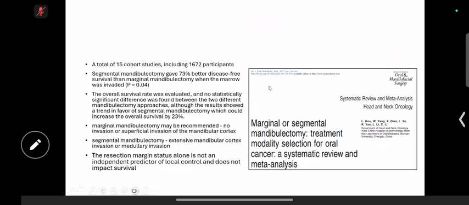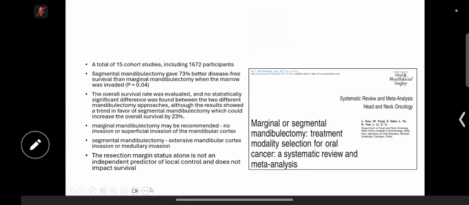This is a systematic review and meta-analysis by Gao et al., published in 2017. They included 15 cohort studies, comprising 1,672 participants. They said that segmental mandibulectomy gave 73% better disease-free survival than marginal mandibulectomy when marrow was involved. Overall survival was evaluated, and no statistically significant difference was found between the 2 mandibulectomy approaches, although the results showed a trend in favor of segmental mandibulectomy, which could increase overall survival by 23%.